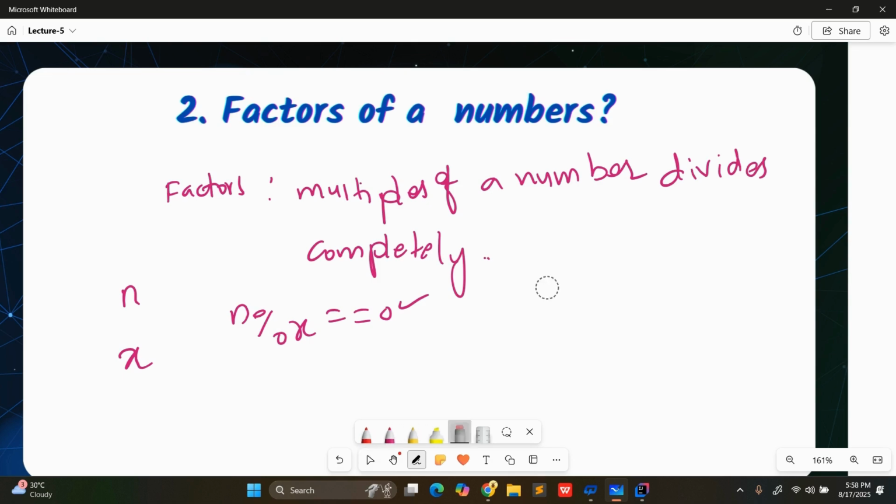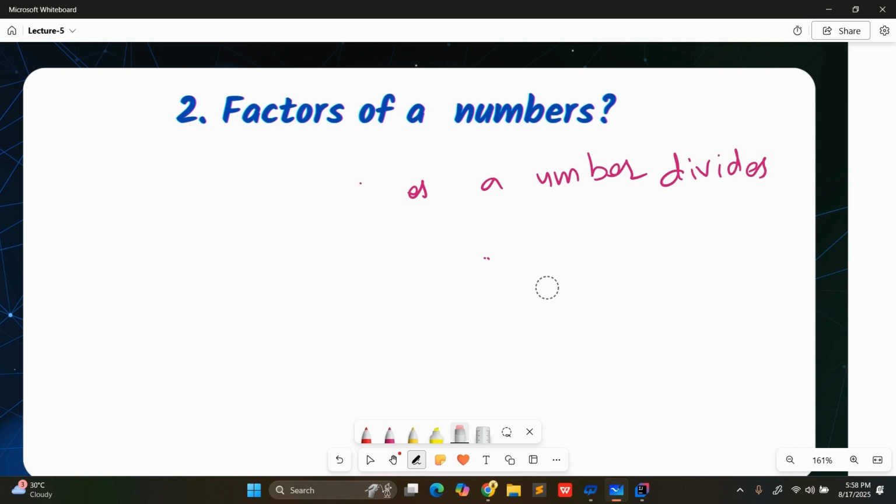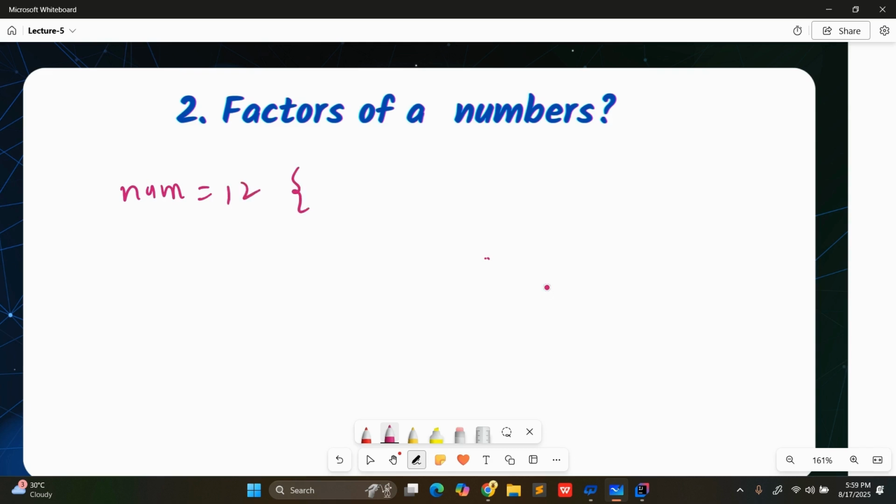Let's see how we can find factors of a number. Before that, taking one example. Let's say I'm taking the number as 12. What are the factors of 12? 1 is a factor of 12, and 2 is a factor, 3 is a factor, 4 is a factor, 6 is a factor, and 12 itself is also a factor of the number.